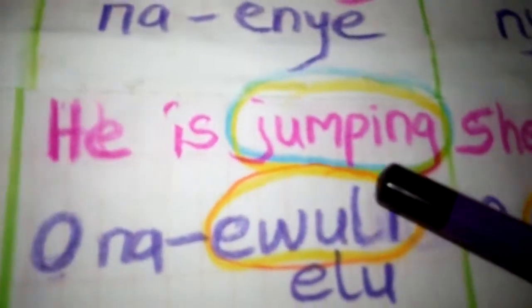He is jumping. Ọ na ewuli elu. Why do we use ọ? Remember, okay? Ọ instead of o. Because of this vowel combination here, it is a group. So we use ọ instead of o. Ọ na ewuli elu. Okay, he's jumping up. I'm supposed to put it up here. He's jumping up. Ọ na ewuli elu.